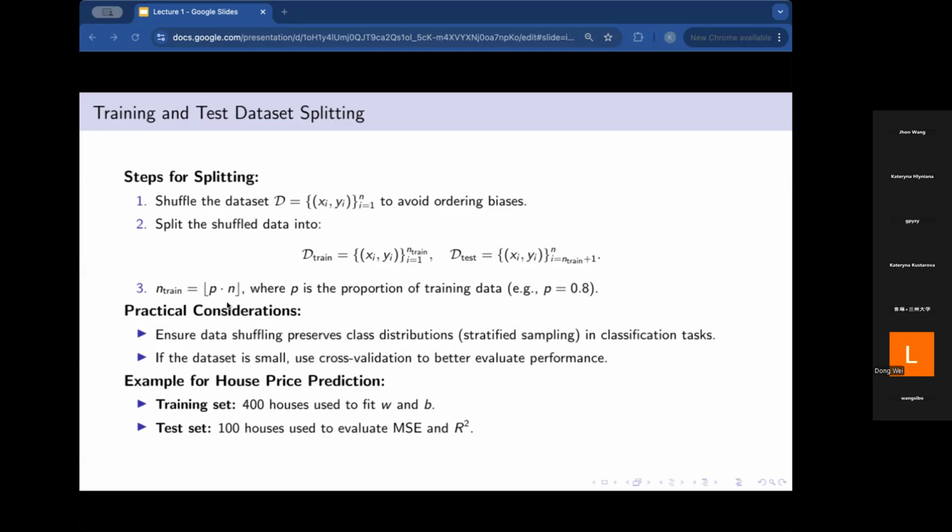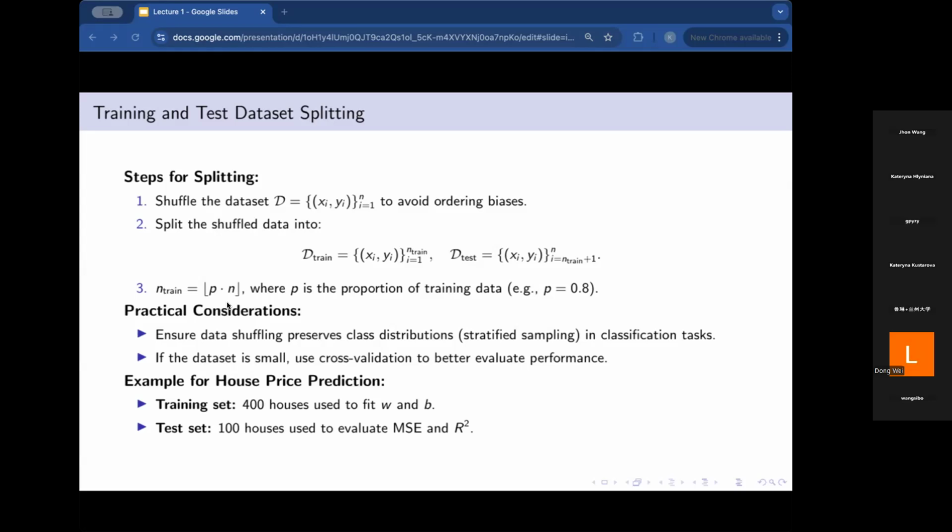And here is an example. For house price prediction, we use 400 houses as a training set to fit weight W and bias B. And we use 100 houses as the test set to evaluate the mean squared error and the R squared value.